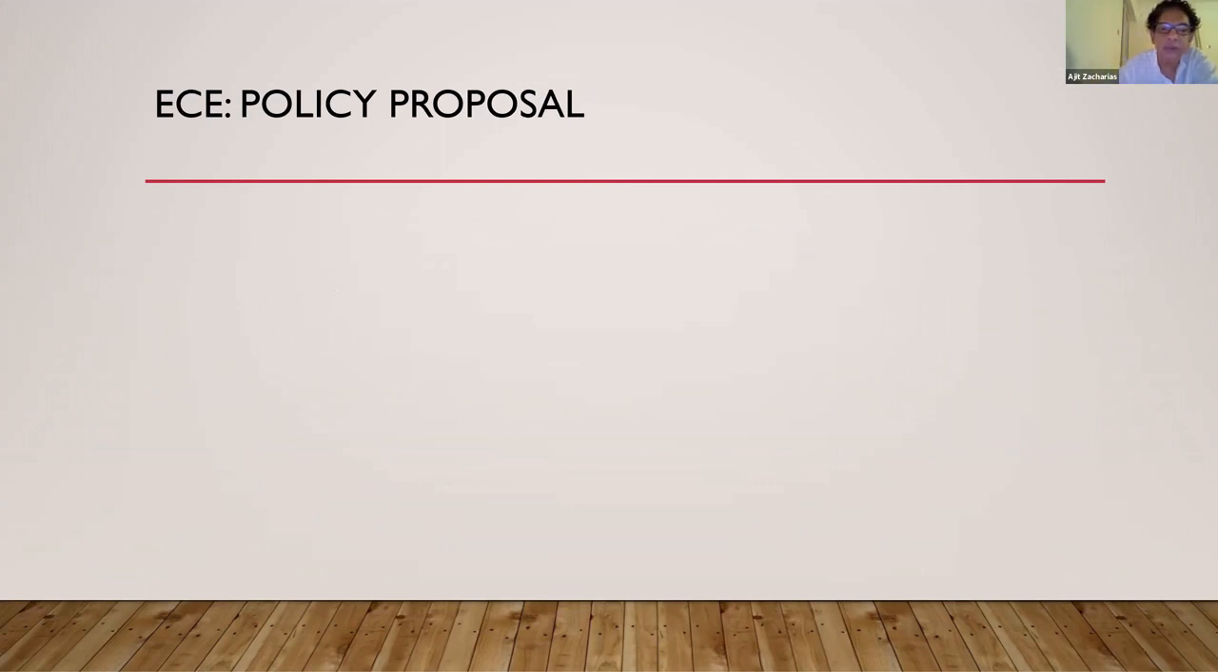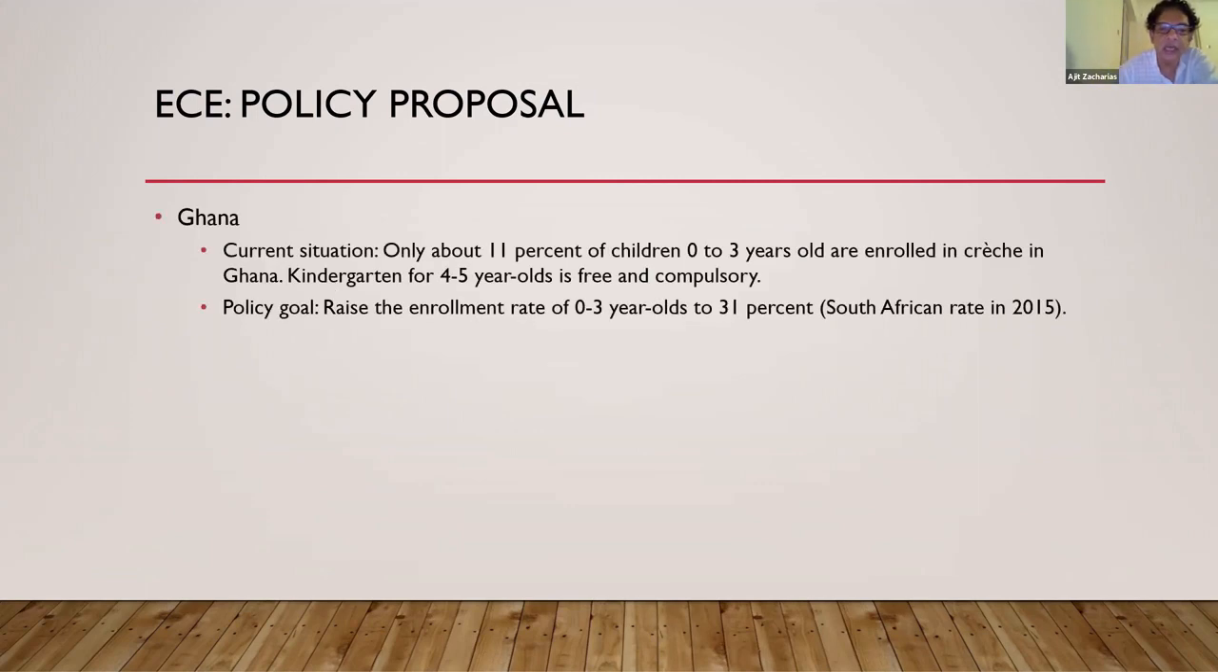Turning now to the ECE, the early childhood expansion. Looking at the current situation for Ghana right now, it's only about 11% of kids aged 0 to 3 who are enrolled in creche. And for kindergarten, for 4 to 5-year-olds, that's a very good measure that they have enacted in recent years.